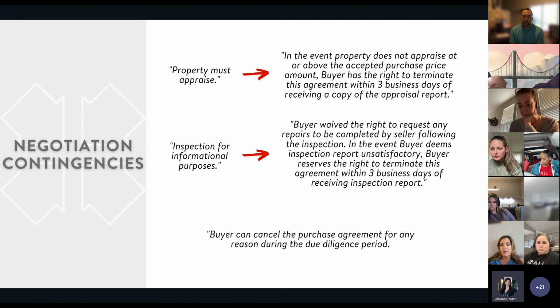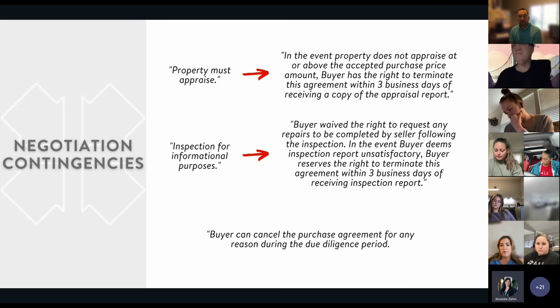We know exactly what's going to happen. They're going to have their inspection. If it's unsatisfactory, they have the right to terminate within 3 days, and that's it, and that's all. And it just makes it a lot simpler. Instead of trying to reopen those negotiations later on after the inspection or after the appraisal, we've already got everything in writing and we know how we're going to move forward.